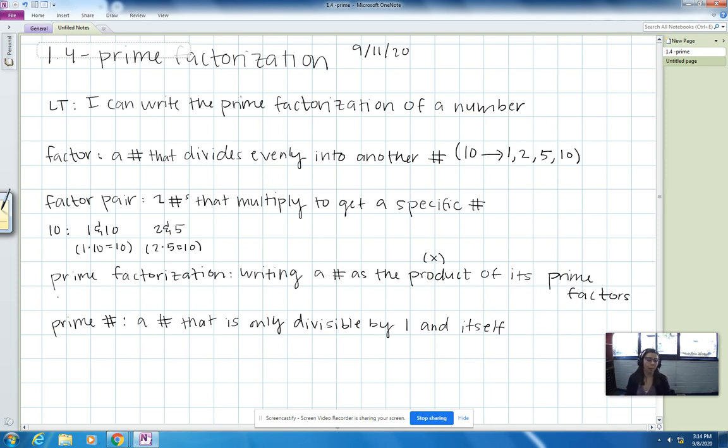1 is not a prime number, but 2 is a prime number because the only things that go into 2 are 1 and 2. 3 is a prime number because the only things that go into 3 are 1 and 3 itself. I'm going to list a couple more prime numbers for you because these will become helpful later. 5 is also prime, so is 7, 11, 13, and it keeps going on forever and ever. All right, so let's do an example of what prime factorization is to help the definition make a little bit more sense to us.